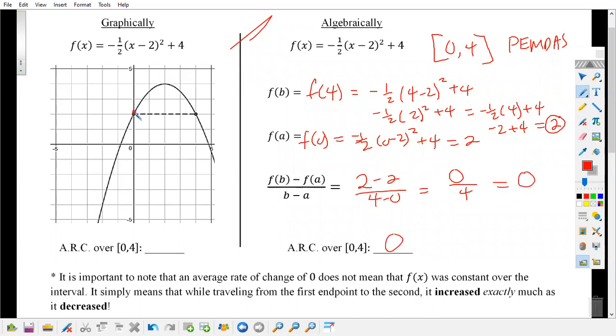Does that make sense looking at our graph? Yes, I did not increase or decrease. I stayed at 0. And that's why it's 0, okay? Remember, an average rate of change of 0 doesn't mean that it's constant. It means there's just no increase or decrease on that interval. So instead of constant, I should say continuous.